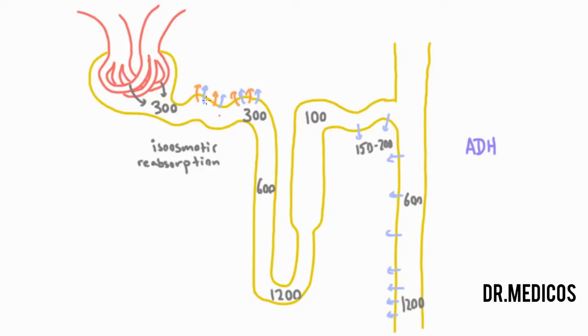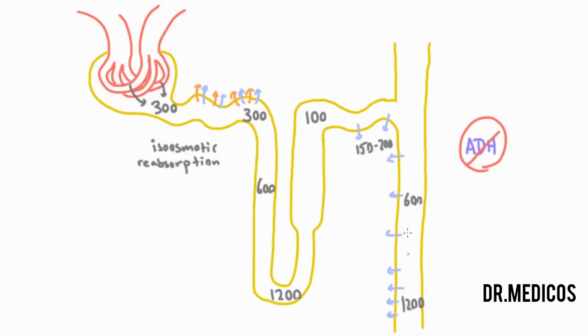So we talked about what these concentrations look like, but this was all in the presence of ADH. So now let's talk about what it looks like when we do not have ADH. So where does ADH act? It acts at the distal end of the tubular system here. And so if we don't have ADH, we're not going to concentrate our urine as we go down here.